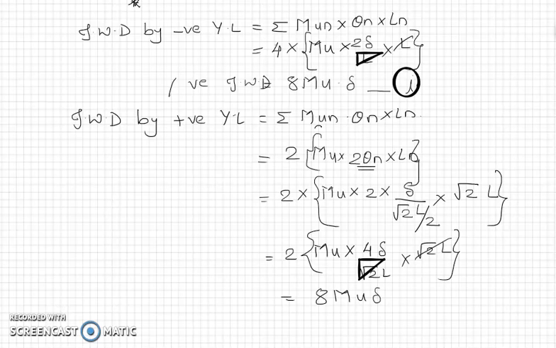This is due to the positive yield lines. This is due to the negative yield lines. So the total internal work done in that case will be equal to 8 mu delta plus 8 mu delta, which is equal to 16 mu delta.